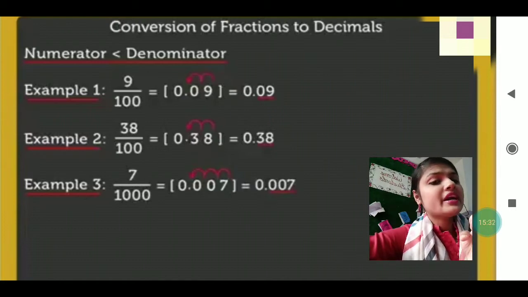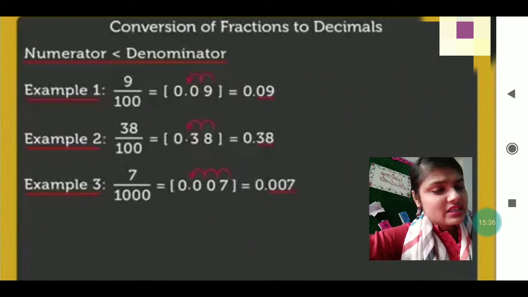So after how many digits will you put the decimal? After one digit, then 0.007 is equal to 7 by 1000.